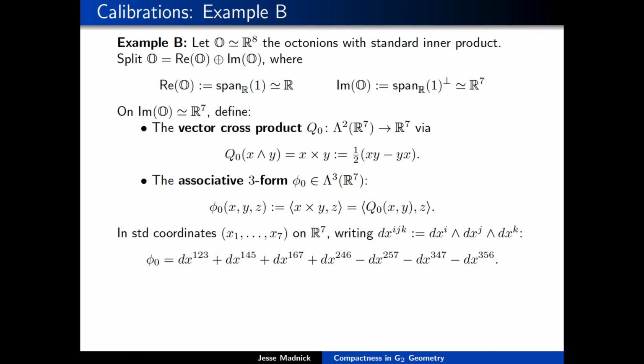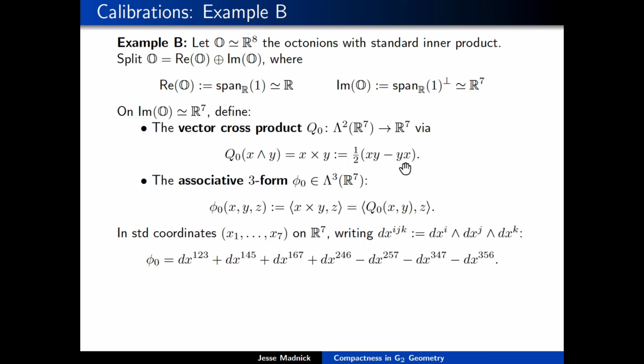For example, there is the so-called 7-dimensional vector cross product, which I'm going to call Q0, on R7. Okay, so Q0, or just denoted x cross y, it's just the commutator. It's 1/2 (xy minus yx), where this product refers to the product in the octonions. Okay, one can check that this is in fact alternating, and it is well defined. It lives genuinely in the imaginary octonions.